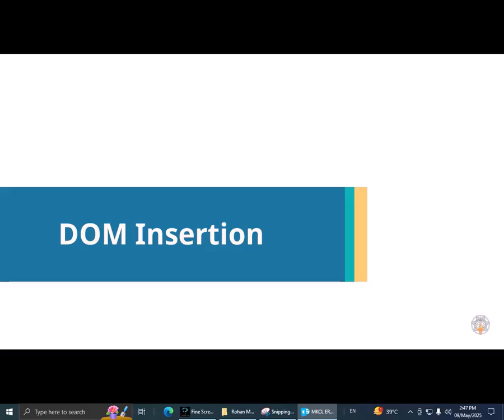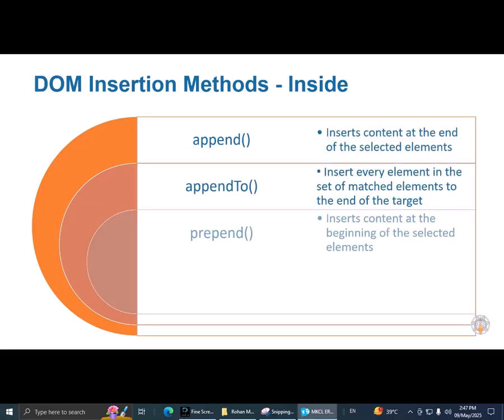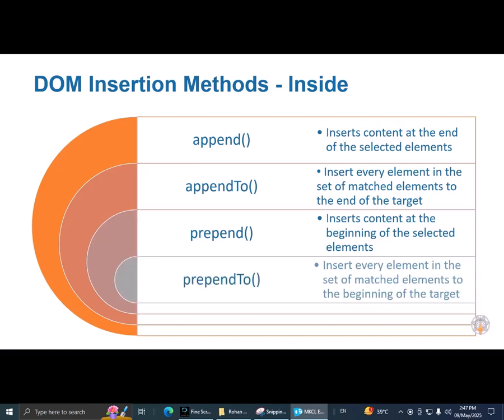Now let us take a look at DOM insertion. DOM insertion methods inside the existing contents are as below. The content can be appended, prepended to the selected elements. Append to and prepend to will insert the content to each matched element, while append and prepend will insert it to the first selected element.